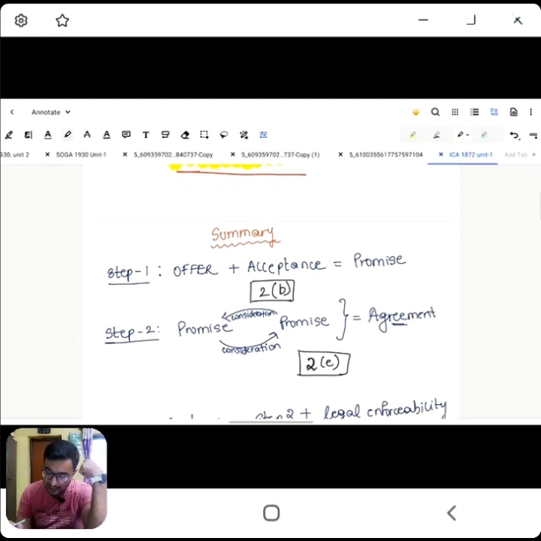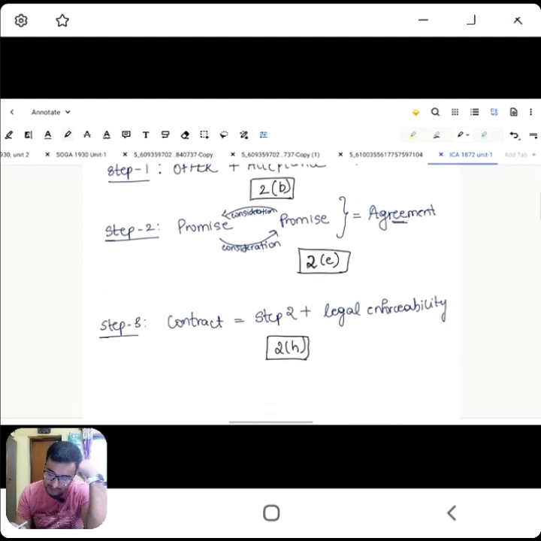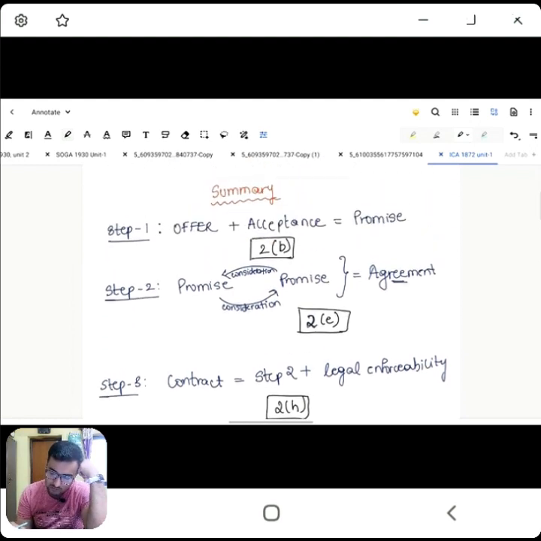How do we create a contract? This summary is meant for you. There are three definitions which we have to memorize. You have understood conceptually how contracts are created. Now there are three definitions which we have to memorize with the section numbers. The first definition which we have to memorize is of a promise.